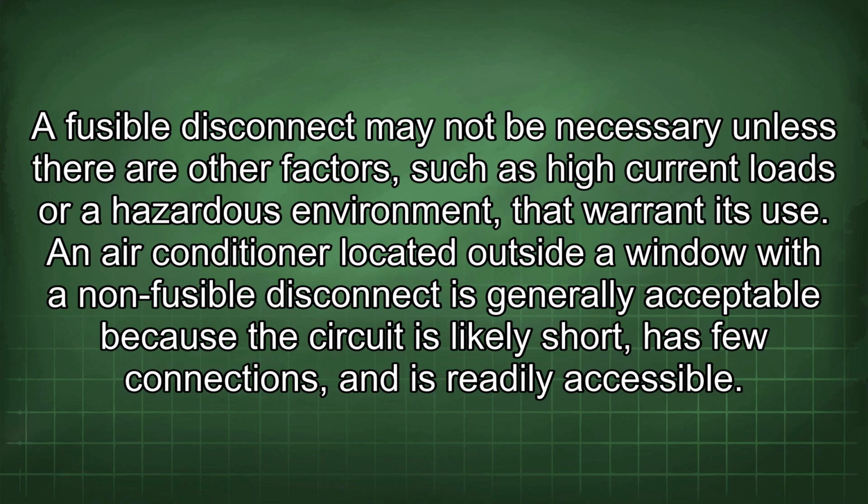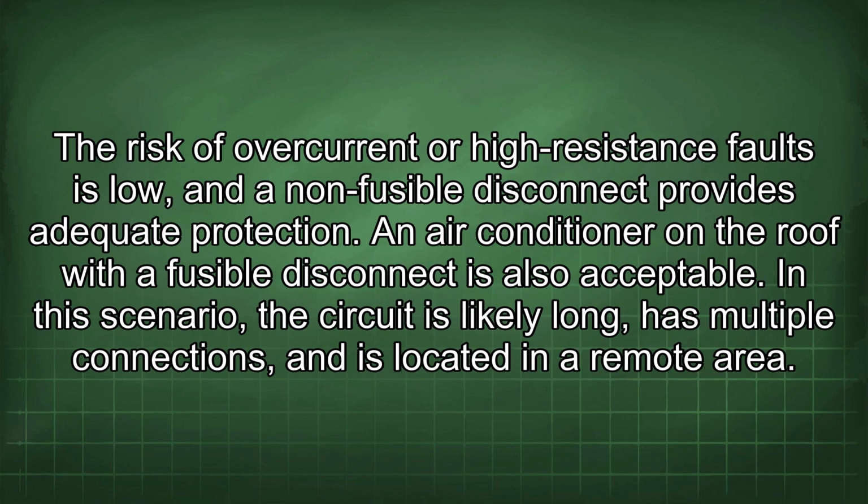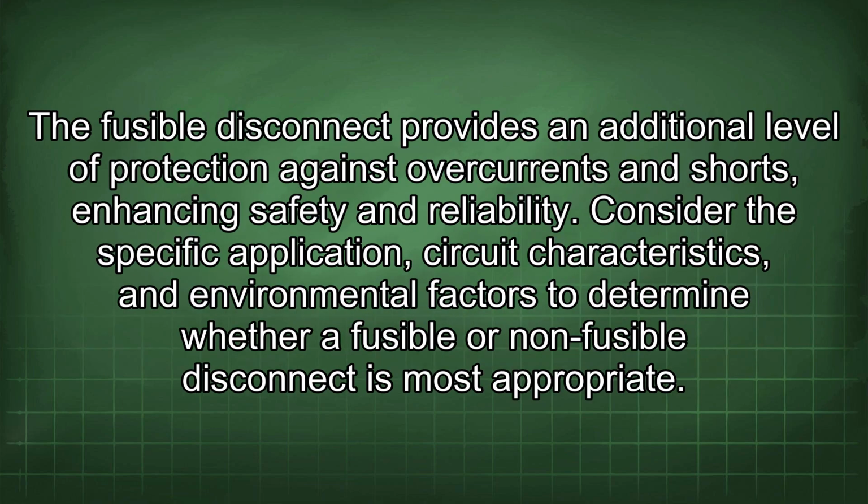An air conditioner located outside a window with a non-fusible disconnect is generally acceptable because the circuit is likely short, has few connections, and is readily accessible. The risk of overcurrent or high resistance faults is low, and a non-fusible disconnect provides adequate protection. An air conditioner on the roof with a fusible disconnect is also acceptable. In this scenario, the circuit is likely long, has multiple connections, and is located in a remote area. The fusible disconnect provides an additional level of protection against overcurrents and shorts, enhancing safety and reliability.